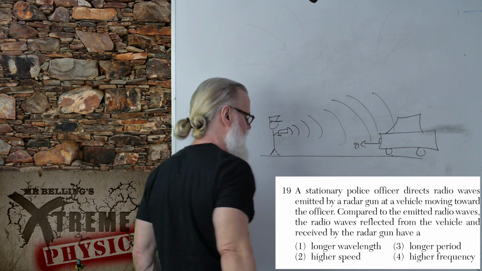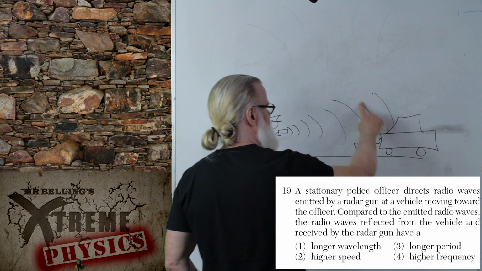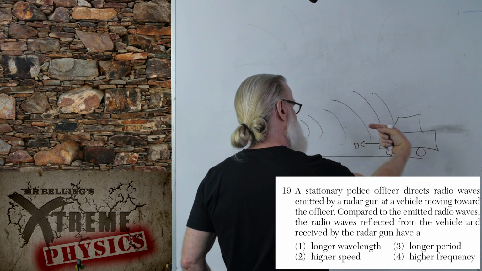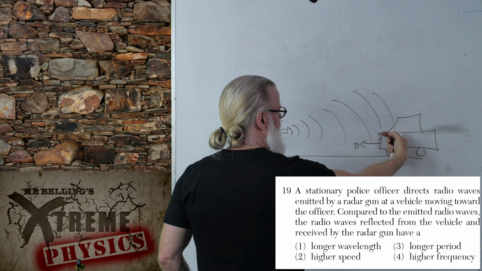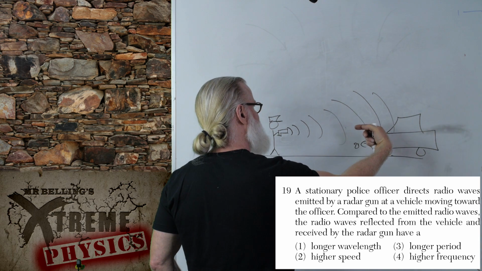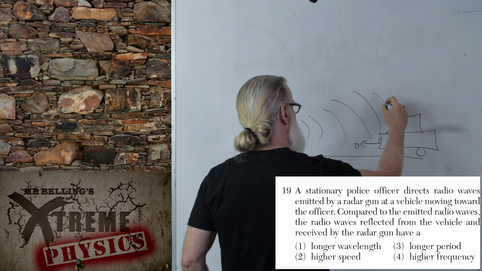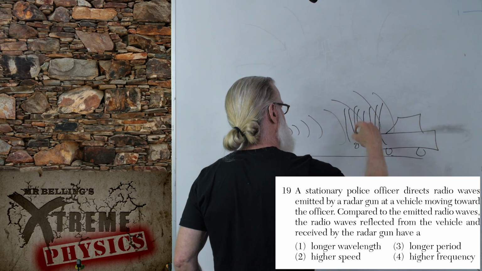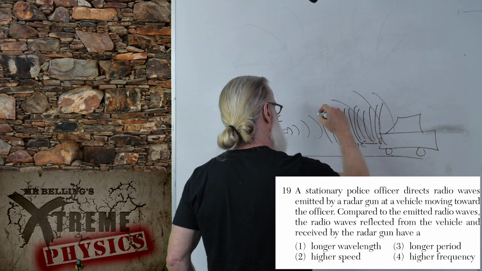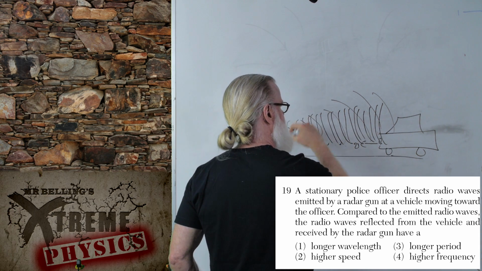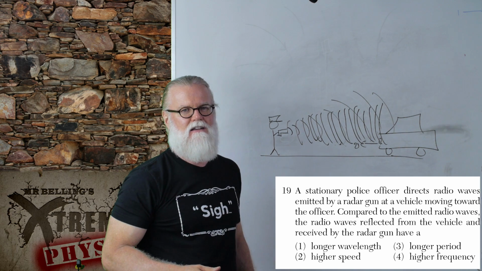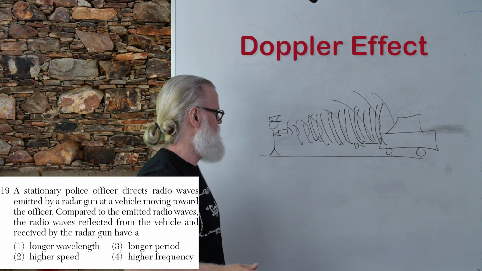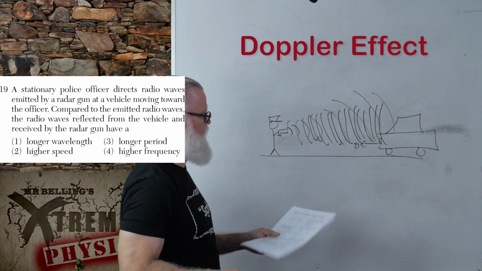Now, when it reflects, I should have drawn them more even. When it reflects, when it's coming this way, because the car's going this way, every time the new wave hits it, it's a little closer than the previous one. So what happens is the waves that come off this thing are closer together. They're at a higher frequency. This is the Doppler effect, right? It's like Doppler radar, all right? So it comes back higher frequency.